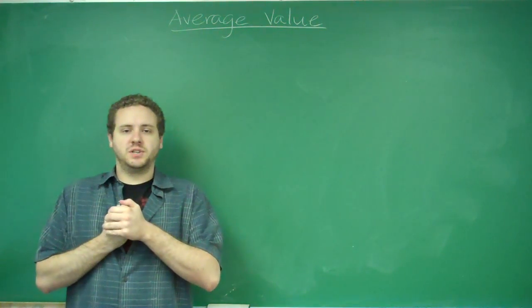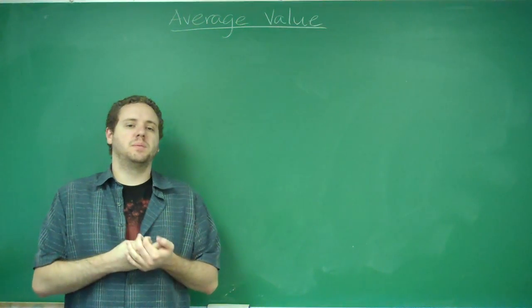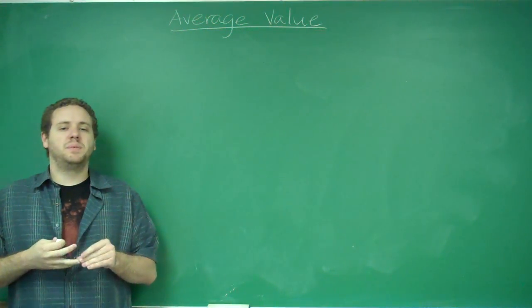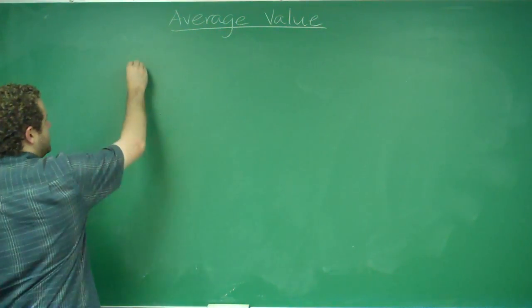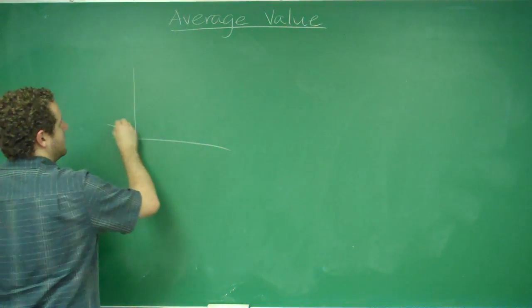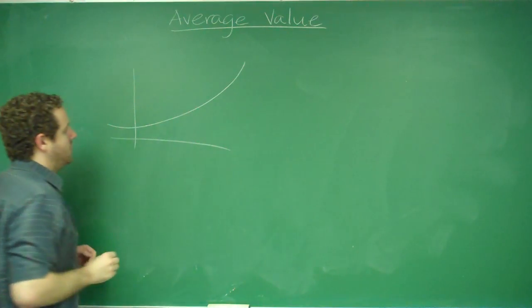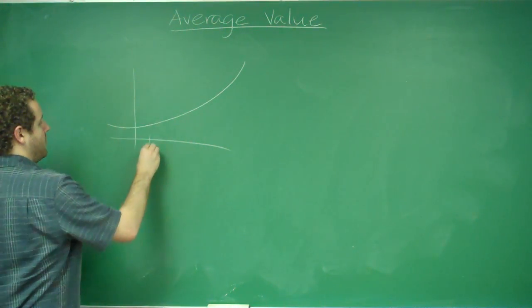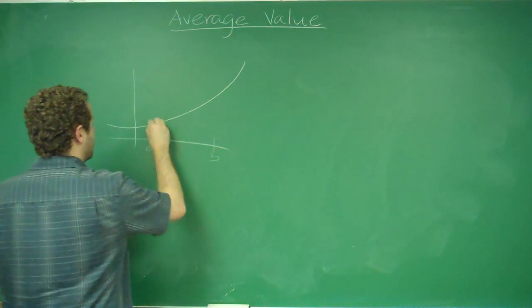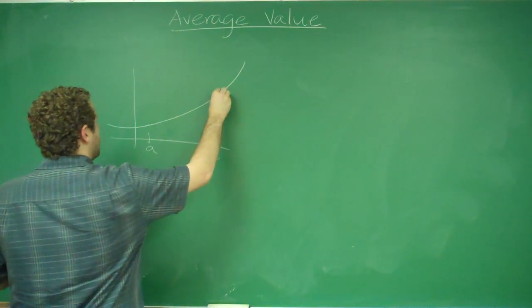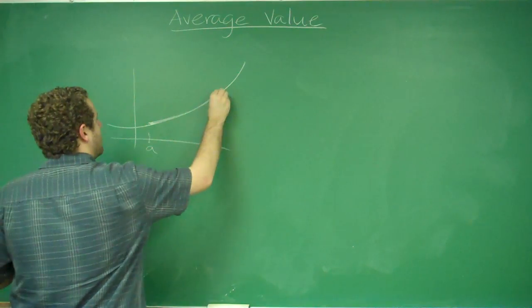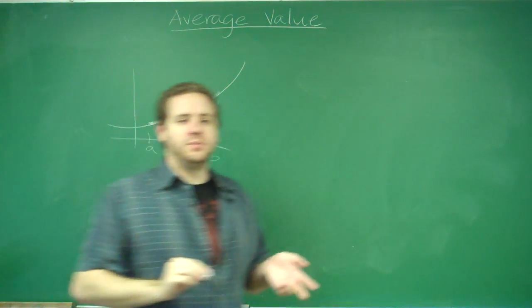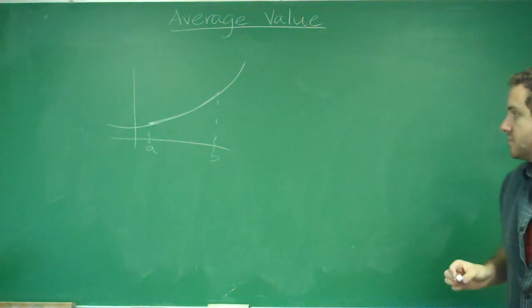The average value of a function is something that's probably easy to think about conceptually, but it might not be the easiest to find a formula for. So if we had a function that looked like this, and we wanted to say on the interval from a to b, so this section of it right here, what is the average value that it takes?